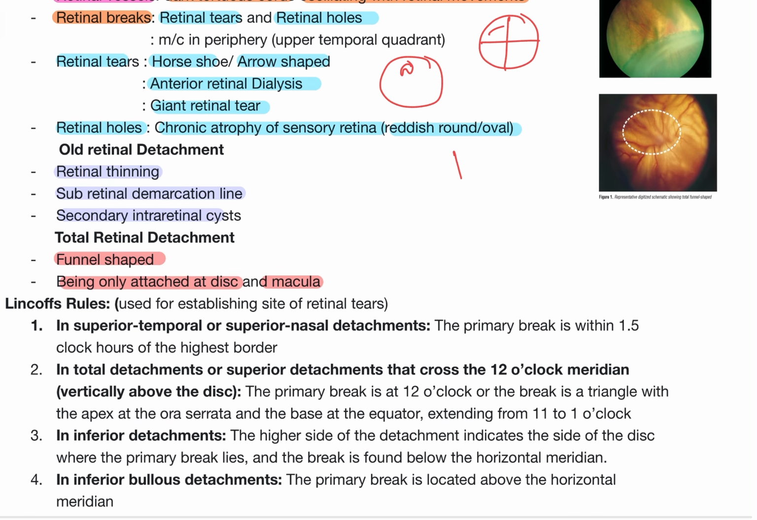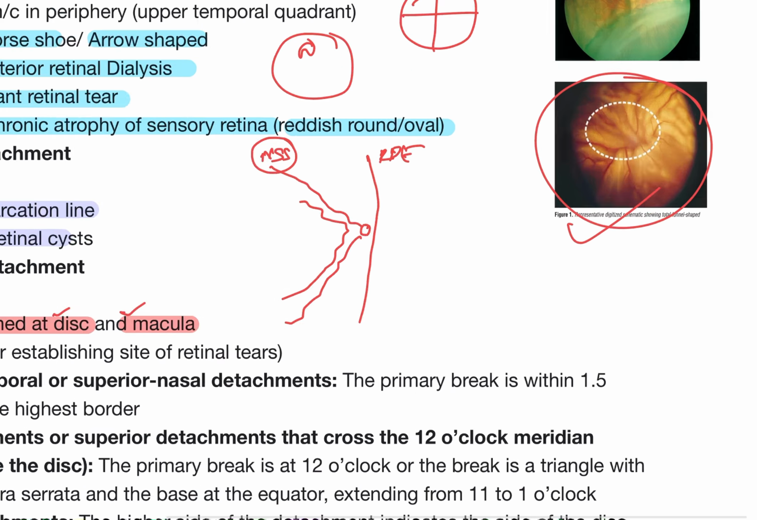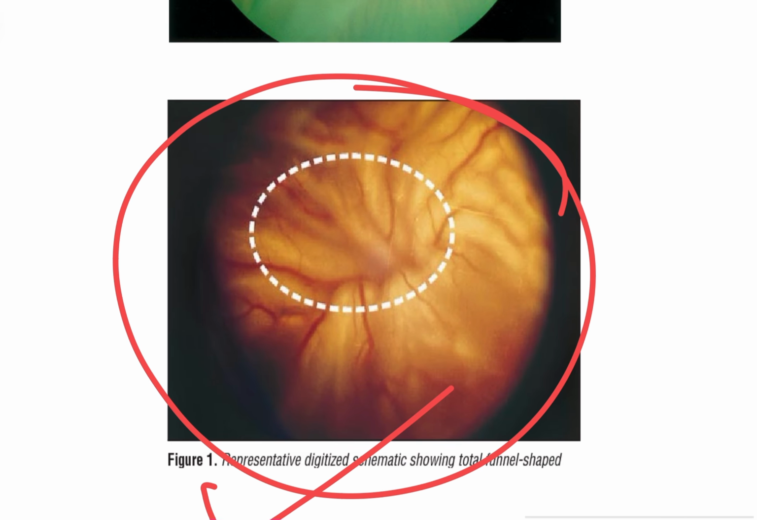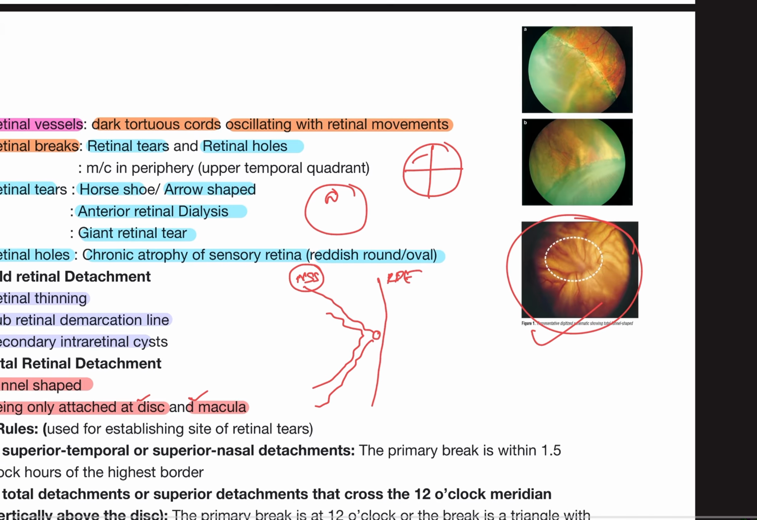Think of this as your retina, this is your macular area, and this is your neurosensory retina. It is attached only at the disc and the macula, so the remaining whole of your neurosensory retina is detached. This is your neurosensory retina, this is your retinal pigment epithelium. Now it is created like a tornado or funnel kind of shape. That is your funnel shaped detachment, which is what you can see here. Clearly you can see the funnel, like something is sinking inside.